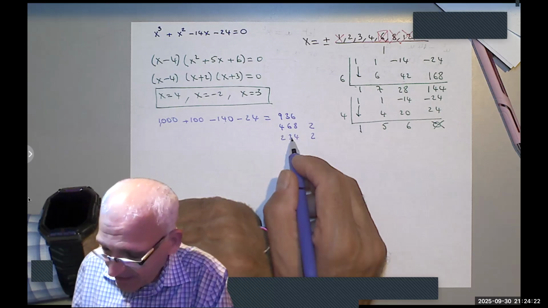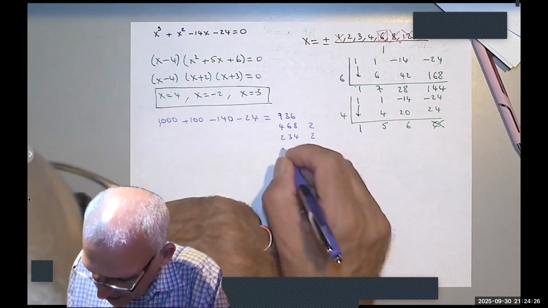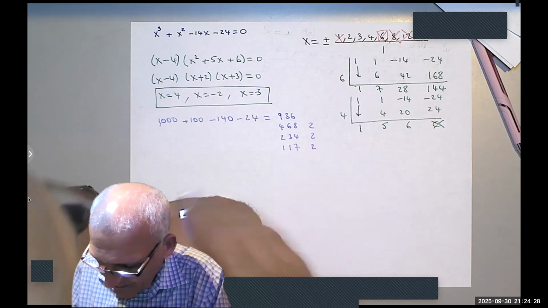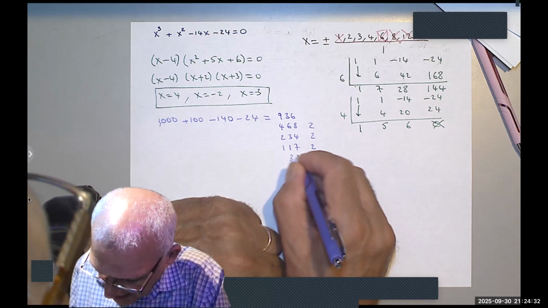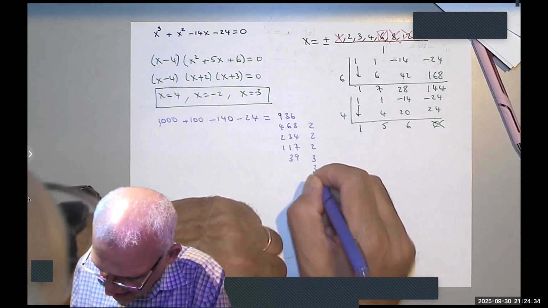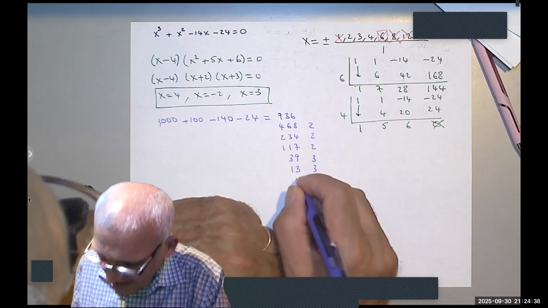Notice it's divisible by 3 and 9, by 3 twice. Divide by 2 again, you get 117. Divide by 3, you get 39. Divide by 3, you get 13. Divide by 13, you get 1.